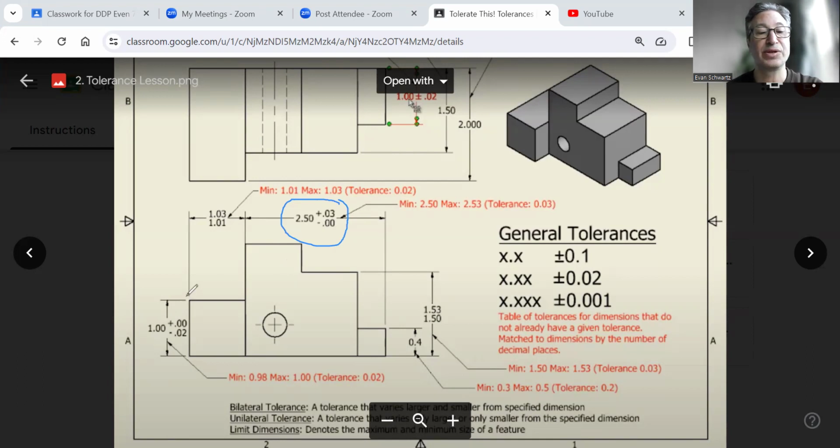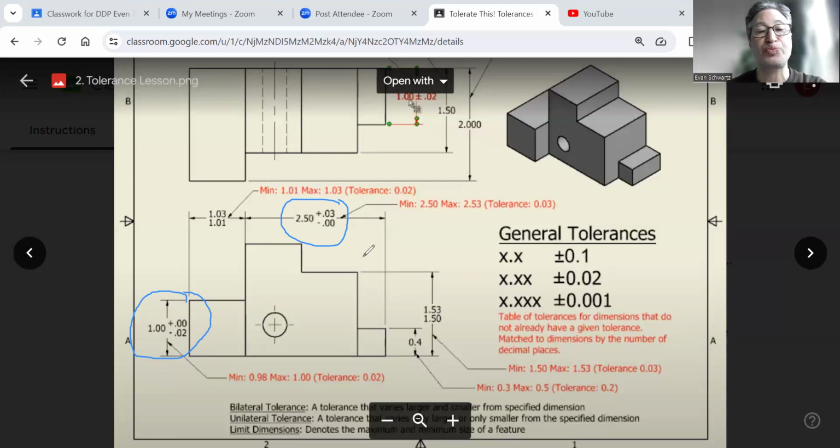Okay, if you said this right here, you would be correct. So we have a 1 inch, and the plus sign here are the zeros, and the minus sign is 0.02. So this means that it can't be any larger than 1 inch, but it can be smaller by 0.02, meaning that this can be either 1 inch or 0.98. All right. And so the tolerance of this would be 0.02, and the tolerance for this would be 0.03. So it's whatever it gets smaller or larger, whatever that amount is going to be the total tolerance.